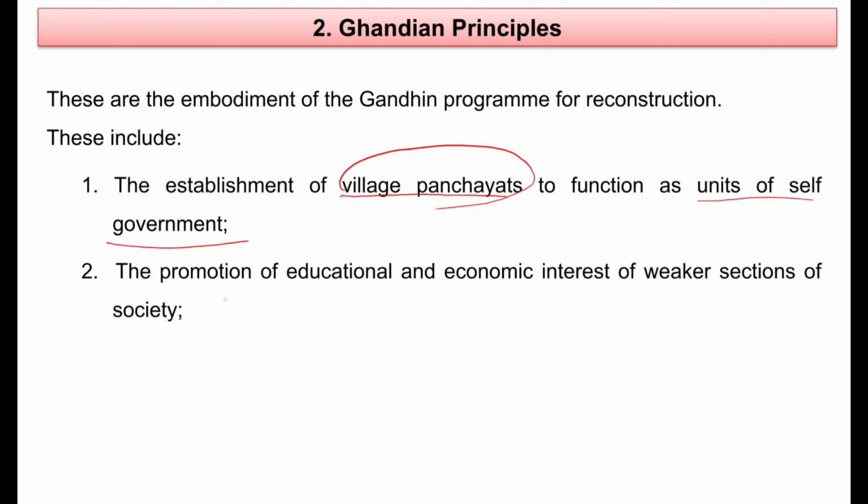So the next principle under the Gandhian principle in the DPSP is the promotion of educational and economic interest of the weaker section of society, which means education should be provided. See, this has already been provided by the government. Elementary education is there, isn't it? And also to provide economic interest for the weaker section of society to uplift themselves. It always talks about the upliftment, development and welfare of the people.